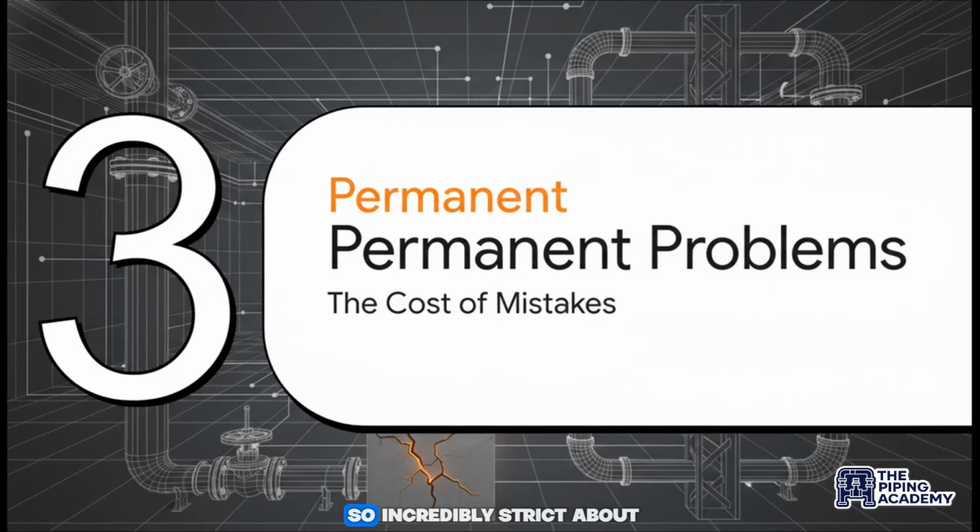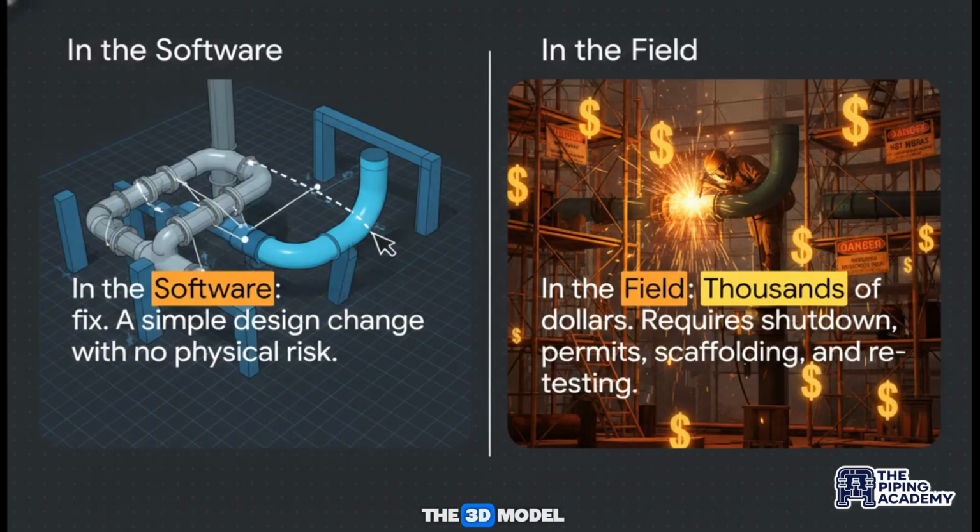So, why are we so incredibly strict about this logic? It's because in our world, layout mistakes don't just go away. They become permanent project problems. Think about this. In the 3D model, moving a pipe takes, what, five minutes? It's a few clicks of a mouse. But in the field, moving that exact same pipe requires a unit shutdown, a hot work permit, building scaffolding, cutting, rewelding, and retesting. We're talking thousands and thousands of dollars per meter. And the cost of not fixing it can be even higher.